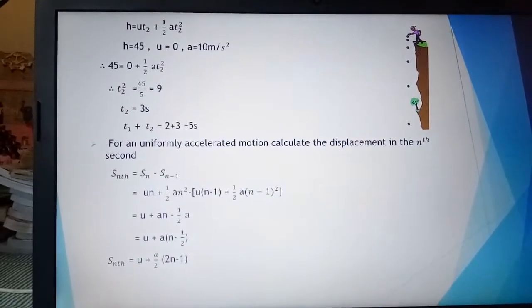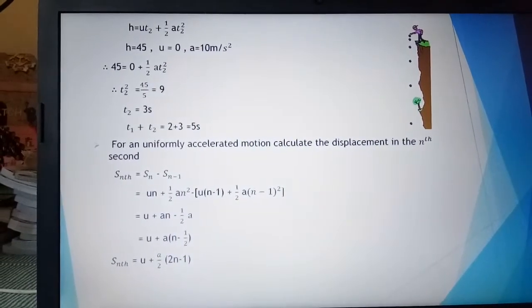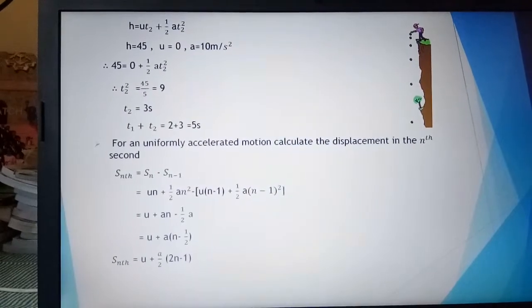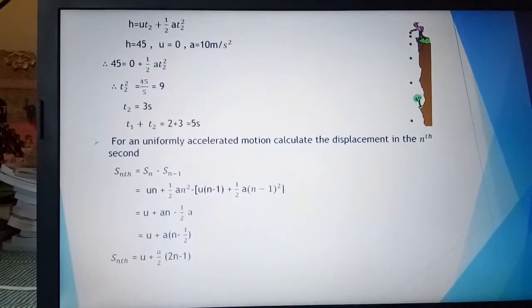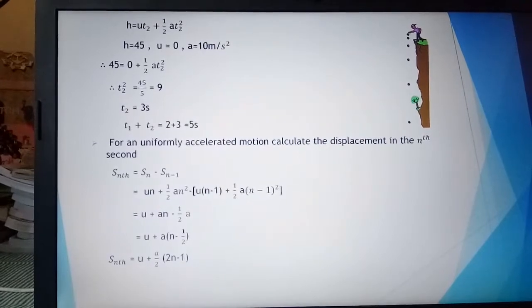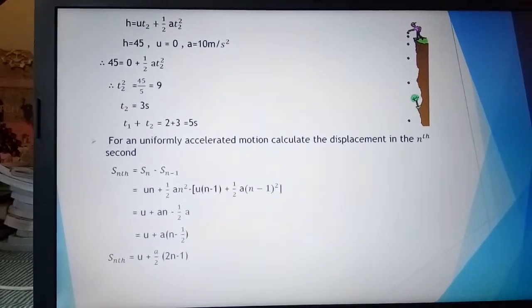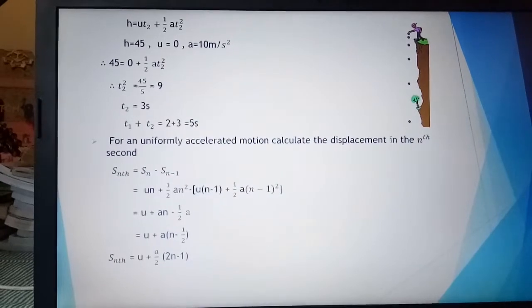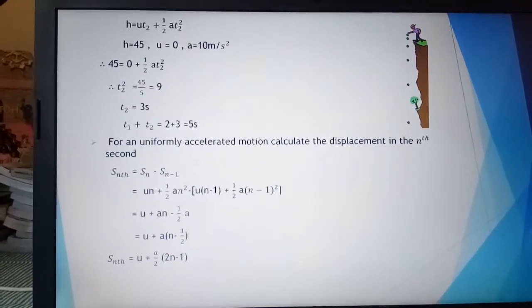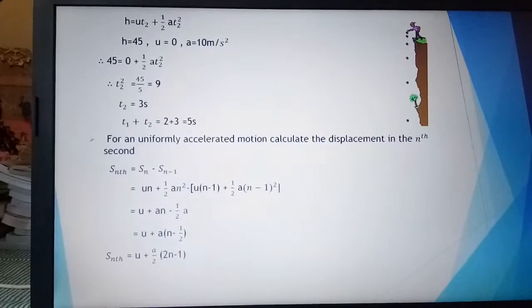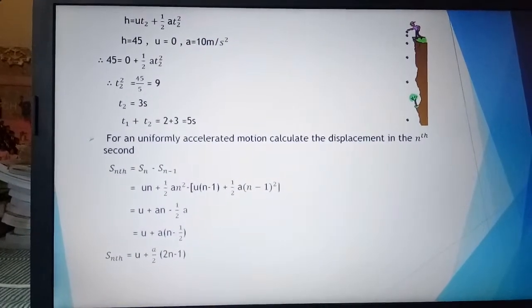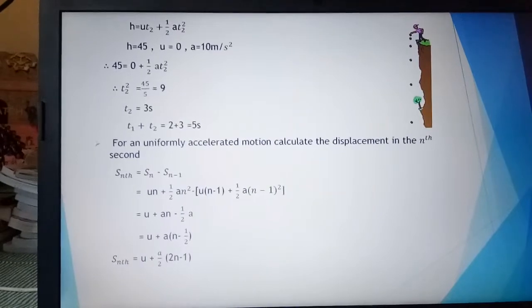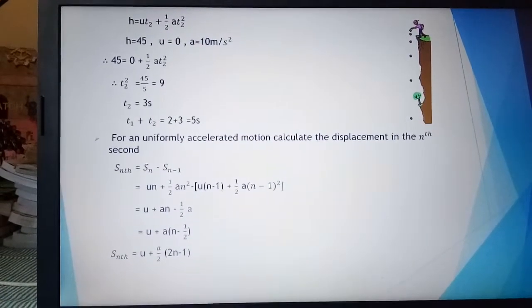So we use the second equation again, h equal to ut2 plus half a t2 square. h is equal to 45, u is equal to 0, a is equal to 10. Therefore, 45 is equal to 0 plus half a t2 square. So t2 square is equal to 45 divided by 5, which becomes 9. Therefore, t2 is equal to square root of 9. So it becomes 3 seconds.